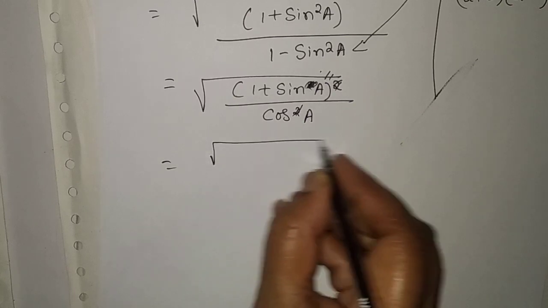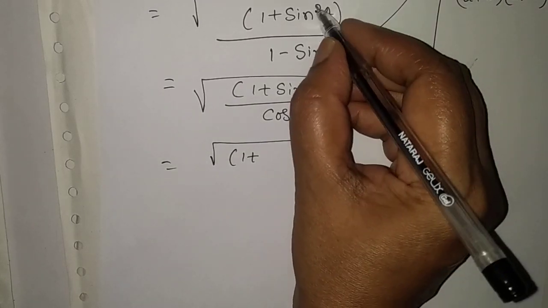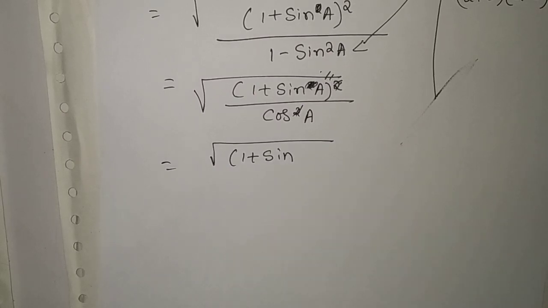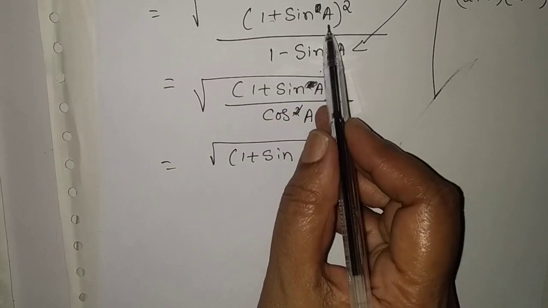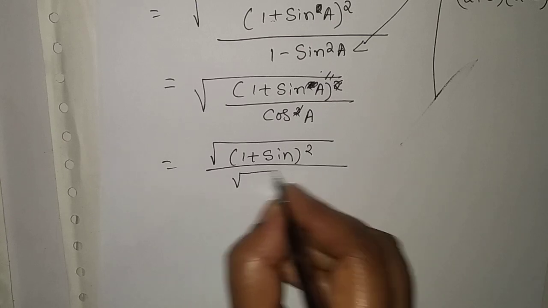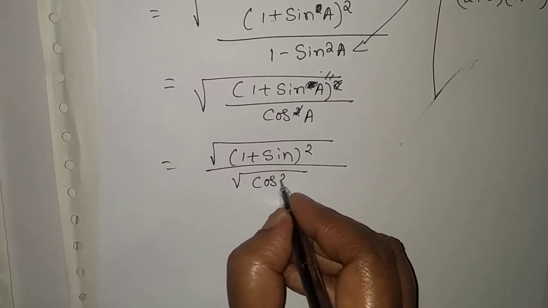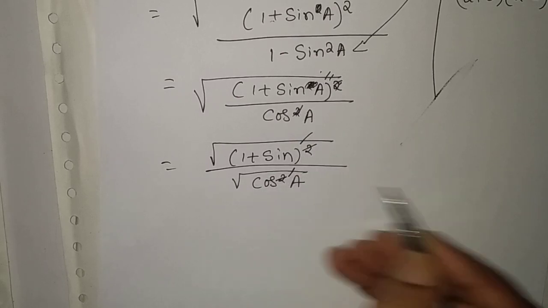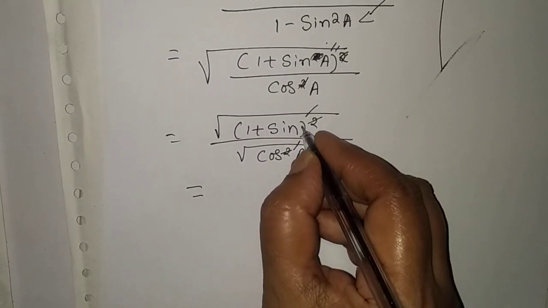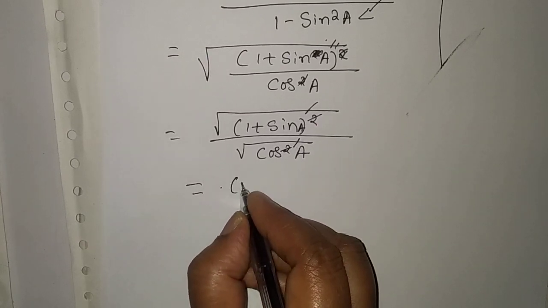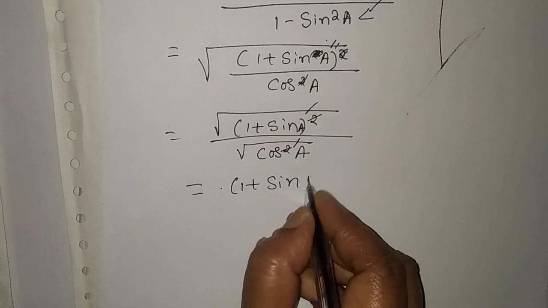Or you can also write like this. This one is wrong, let's write it down. There is a lot of difference between 1 plus sin square A and 1 plus sin A the whole square. So whole square by cos square A, we can split it. Then this square cancels, this square cancels. Finally, we can write it as 1 plus sin A by cos A.